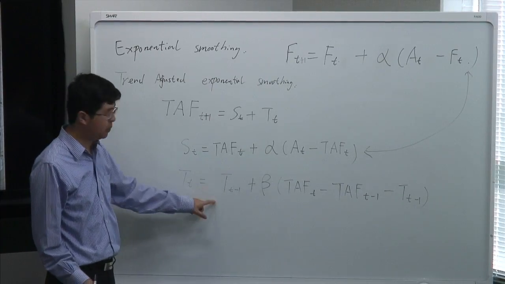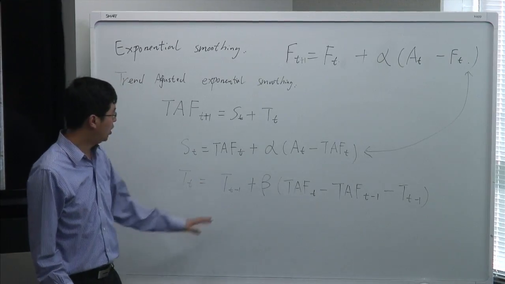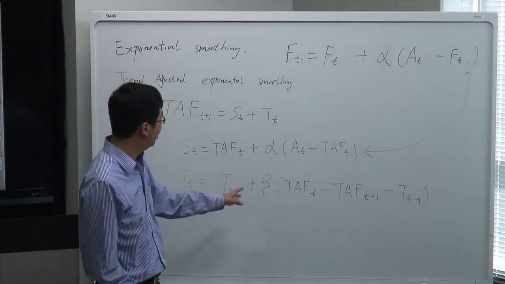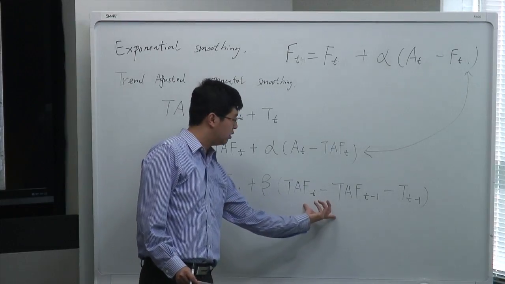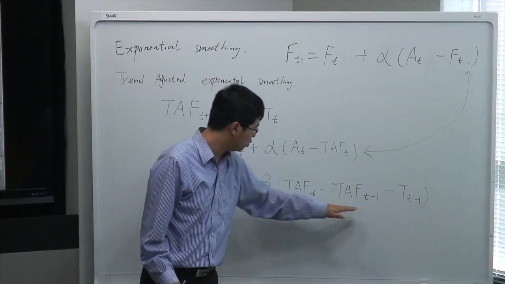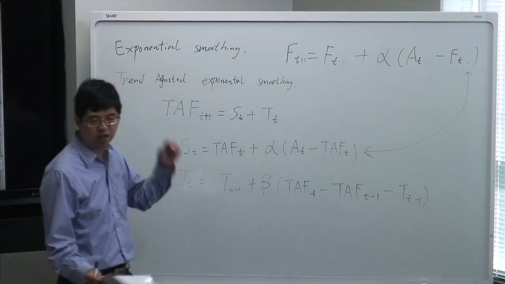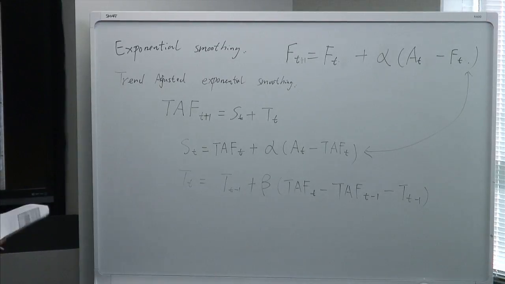It's based on your last period trend estimation, T_{t-1}, times the beta parameter, with the forecast change from period t-1 to period t, and also minus the last period trend adjust estimation.